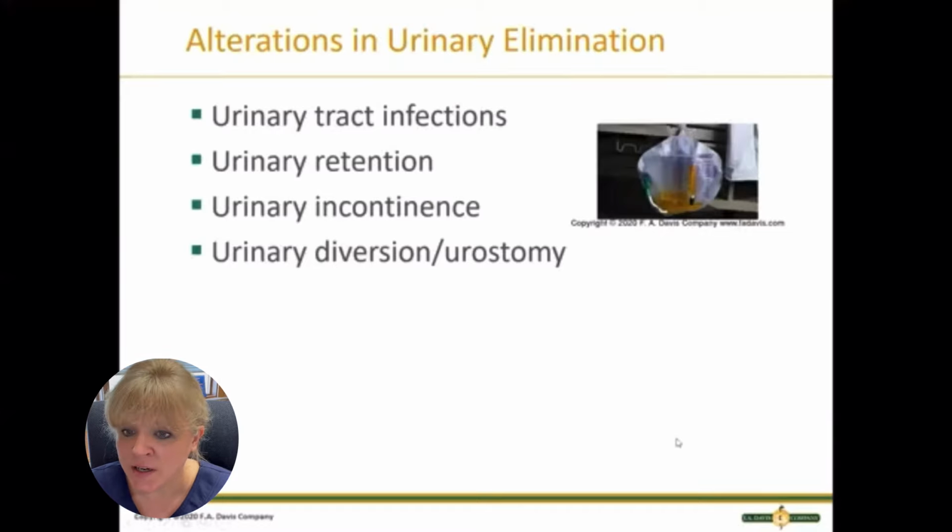Urinary retention is also something that can cause altered urinary elimination, and urinary retention is an inability to empty the bladder completely. So some things that cause that are obstruction, inflammation, swelling, neurological problems, medications, anesthesia, anxiety. There's several things that can cause urinary retention.